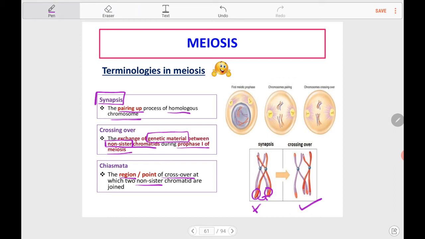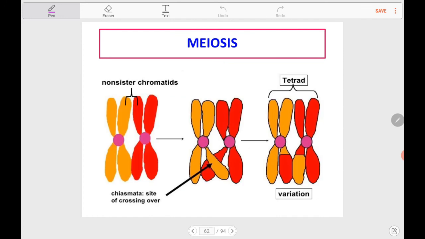So back to this diagram. So this is chiasmata, the region where crossing over had occurred. That's why dalam gambar ni kita nampak ada perubahan warna dekat chromatids. Sebab perubahan warna itu nak menunjukkan bahawa sudah berlakunya exchange of genetic materials between the non-sister chromatids. So another diagram to illustrate the process of crossing over.